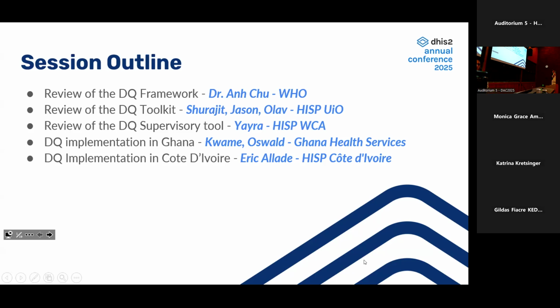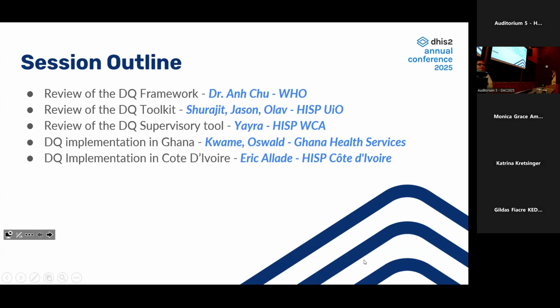We're then going to introduce some tools. So you'll hear from myself, Jason, and Olaf from HISP WCA. We'll talk about this data quality toolkit we've been working on. Had a lot of support from our partner in Global Fund, and we've had a lot of input from WHO and the team there as well. And I'll just discuss some of the metrics and measurements there that are available, along with my colleagues Jason and Olaf. We'll also hear about a DQ supervisory tool as well, which looks at supervisory support at the facility level.